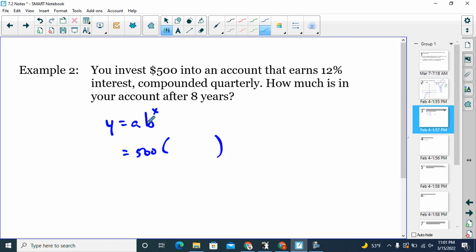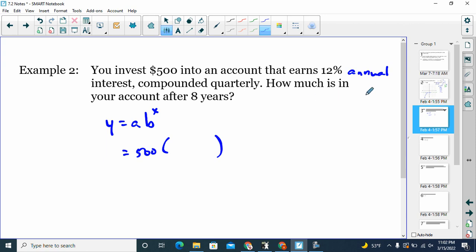B is our growth rate. We get 12%, probably should say 12% annual interest. So we get 12% interest for the entire year, compounded quarterly. So instead of giving us that 12% at the end of the year, they're going to split up the whole year into 4 quarters. And each quarter, they're going to give us 3%. So after quarter 1, we get 3%. After quarter 2, we get 3%, not only on how much we initially invested, but also on how much we've made in interest during quarter 1.